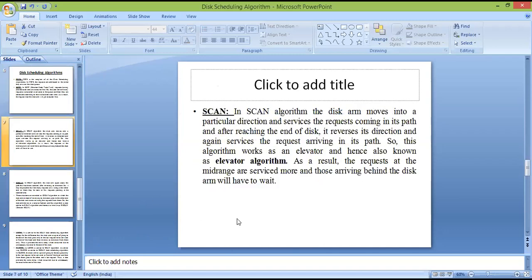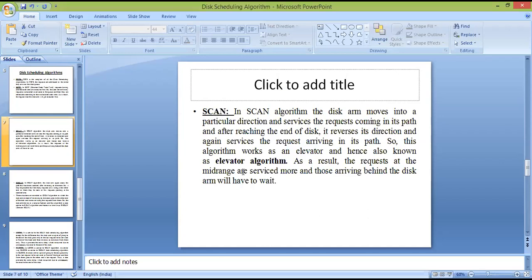Then the next one, the SCAN algorithm. The SCAN algorithm is used to move the pointer over the disk sectors either in the inward direction or the outward direction. Suppose there is a circle; we have to move either from the arc to the center point or from the center point to the arc. This type of algorithm works for a disk, and it is known as the SCAN algorithm.